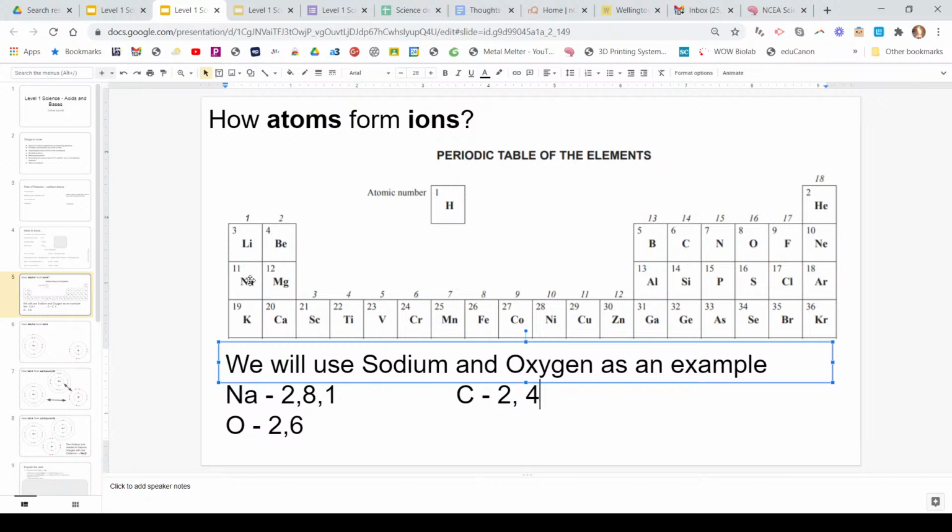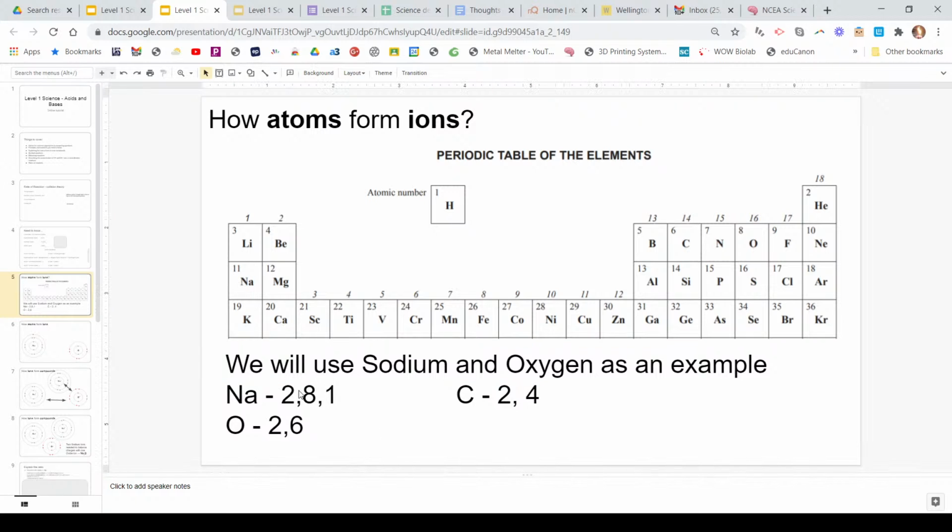Sodium has an atomic number of 11, so 11 protons, 11 electrons, and that's going to be arranged as 2, and then 8 in the second shell. If we add 2 and 8 together, that's 10, so there's only 1 left over when we take 10 away from 11, and so that last one has to go in the outer shell, the third shell.